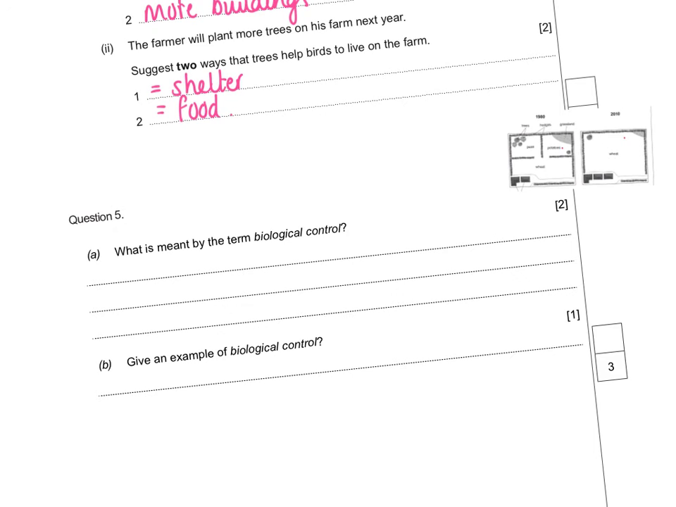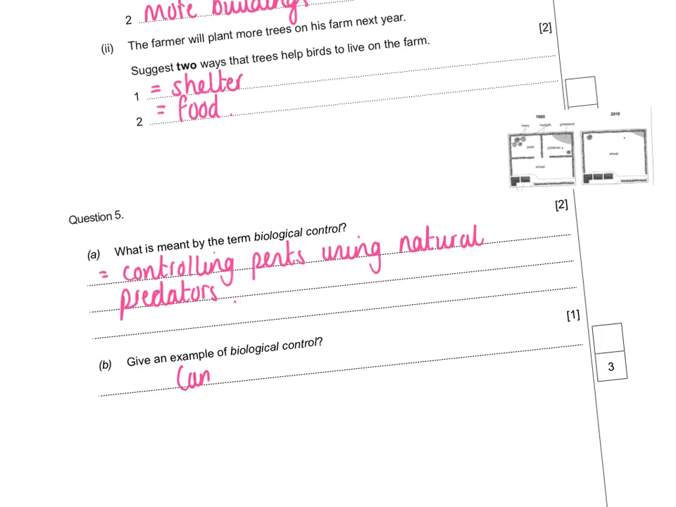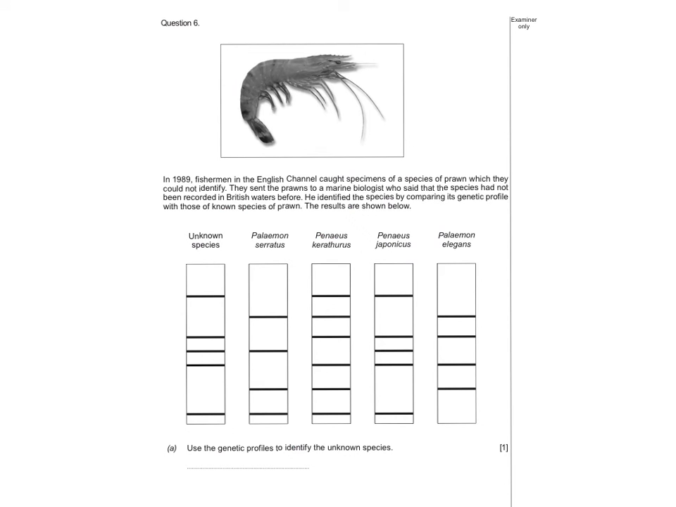Question 5, what is meant by the term biological control? Okay, so biological control is controlling pests using natural predators. Then an example of a biological control, we talk about the cane toad in Australia, and how it was brought over to look at biological control.